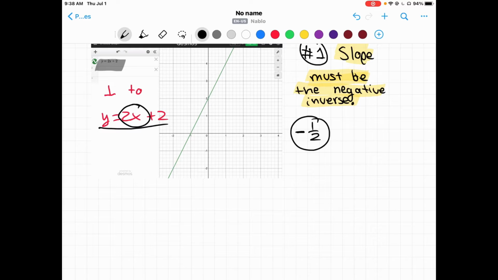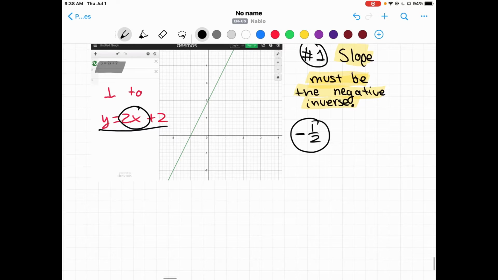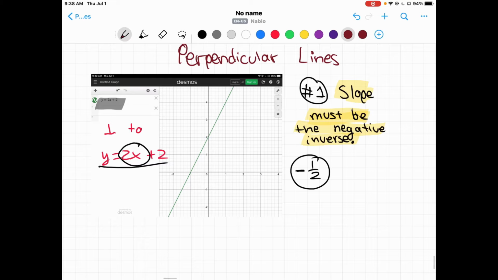So this would have to be the slope of the new equation, which would be perpendicular to y equals 2x plus 2. And the y-intercept could be whatever you want. So in this case, the only thing that would have to be true is that the slope is negative 1 half. And then, for example, this could be a perpendicular line to that equation. Or this could also be another one. The y-intercept can be whatever you want as long as the slope is the negative inverse.